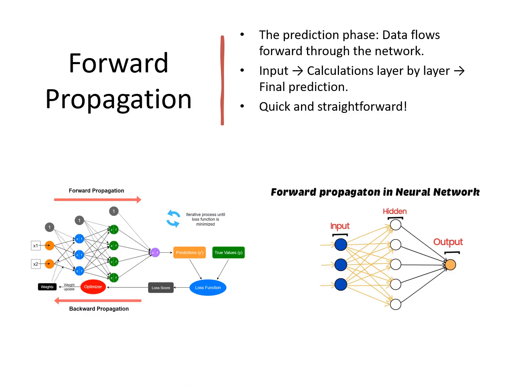Forward propagation. Forward propagation is the prediction phase. Data flows forward through the network from the input layer through hidden layers all the way to the output layer. Each layer performs calculations, and at the end, the network produces a prediction. This process is fast and happens every time the model makes a decision.